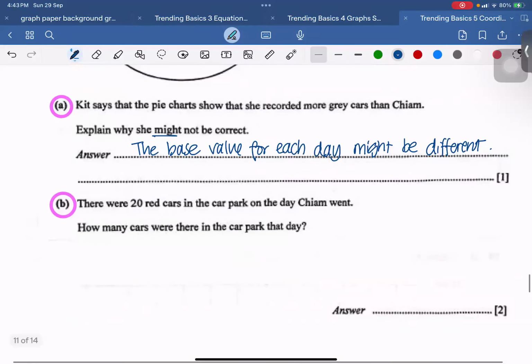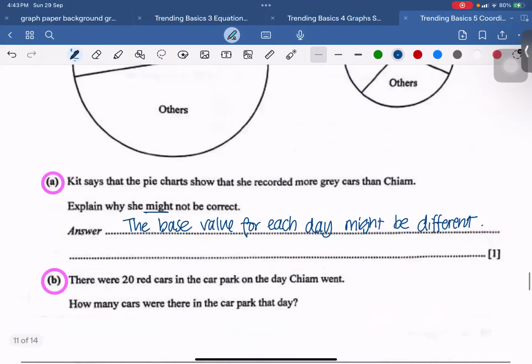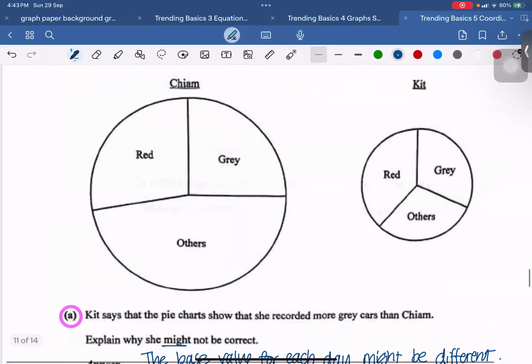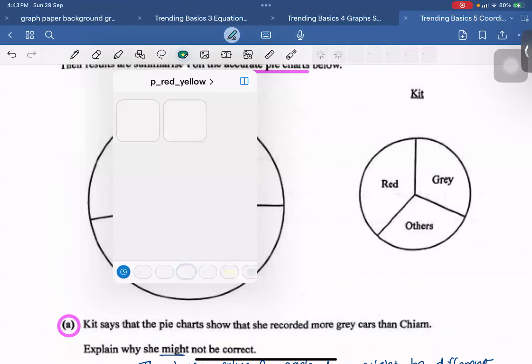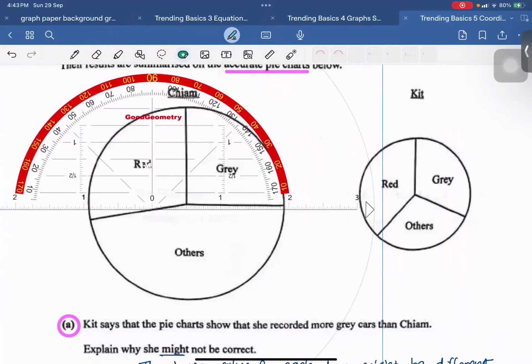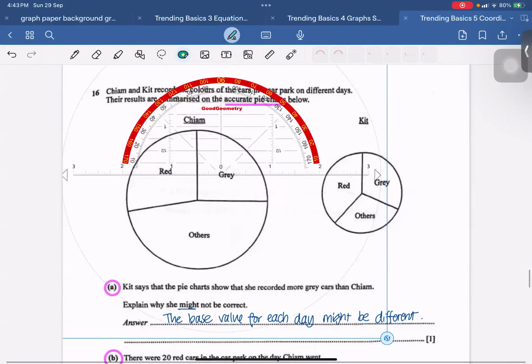In the next part of the question, you suddenly feel confused when they give you the number 20, but there is no other number for the angle. So what do you do? You take out your protractor and you measure. There were 20 red cars on the day where Chiam went. So 20 red cars. Let me find my compass. Give me a minute.